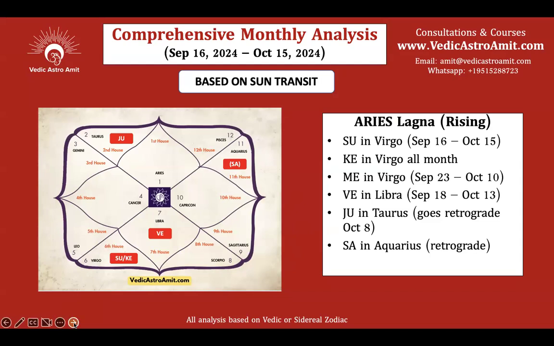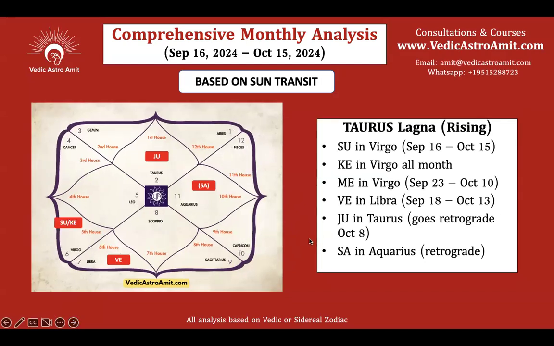So next we will see Taurus rising, Taurus Lagna. And so we are doing a comprehensive analysis for each of the rising signs for the month of mid-September through mid-October. And that is because of the transit of the Sun.